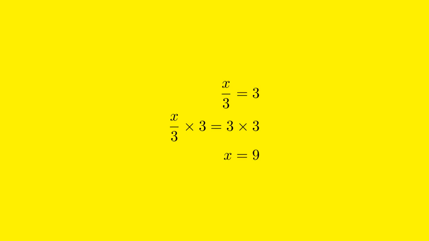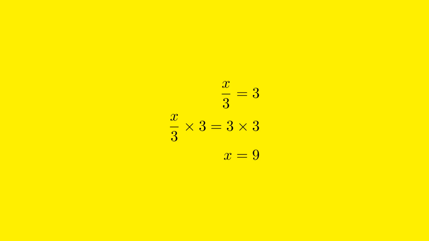Now that we have simplified the equation to x divided by 3 equals 3, we need to find the value of the variable x. In this equation, x divided by 3 equals 3, observe that x is being divided by 3. To reverse this operation and isolate x, we need to perform the opposite action to both sides of the equation. The opposite action of division is multiplication. Therefore, to isolate x, we need to multiply both sides of the equation by 3.